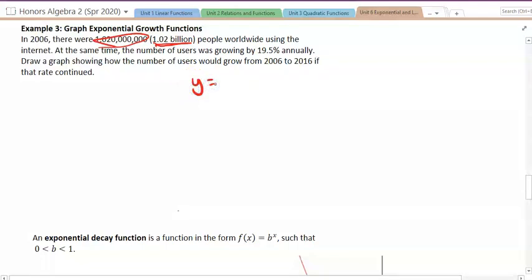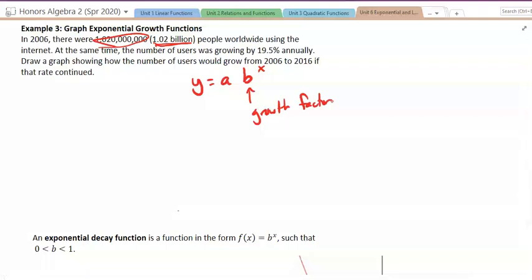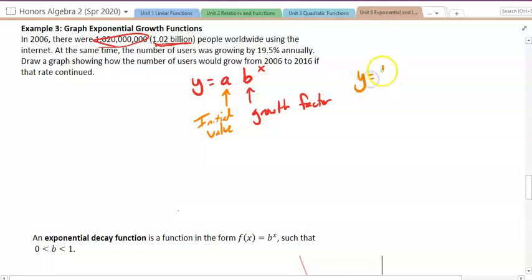Now, let me talk about what the a and the b in our functions represent. The b is our growth factor. And sometimes you'll see the letter r used here. And remember that our growth factor in an exponential growth function has to be greater than 1. And so we're going to talk about how we get that in a second. The a value, remember, is our vertical dilation, right? But the a itself is the initial value when we deal with word problems. And so my initial value in this problem is that y is going to be equal to 1.02.